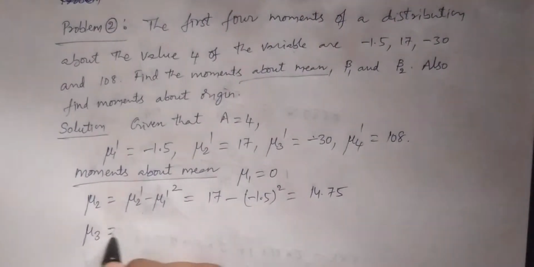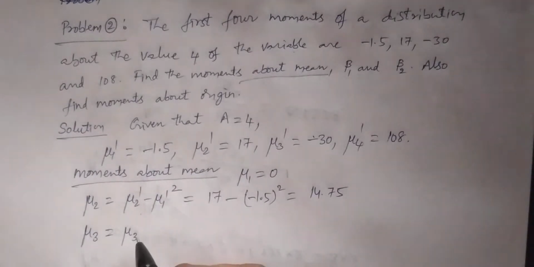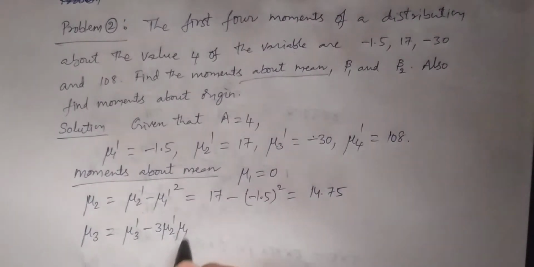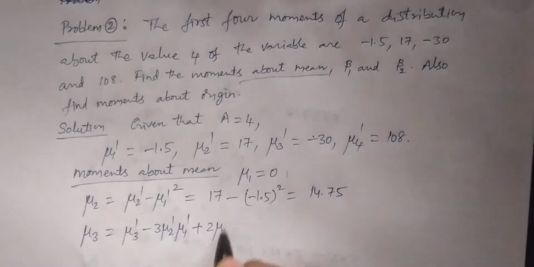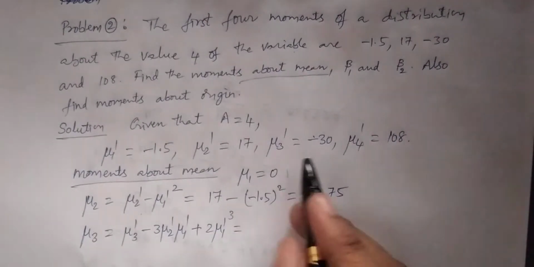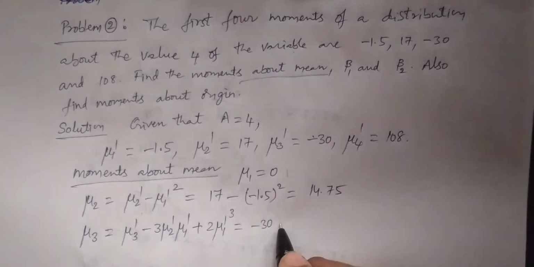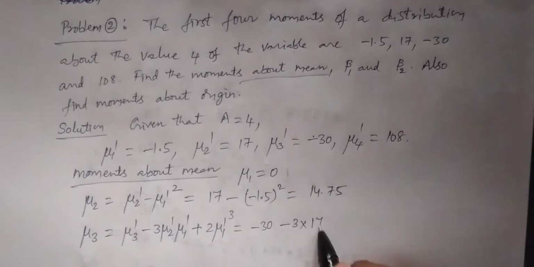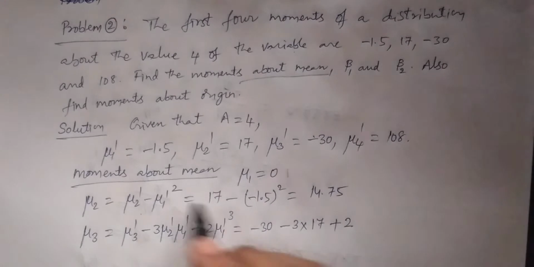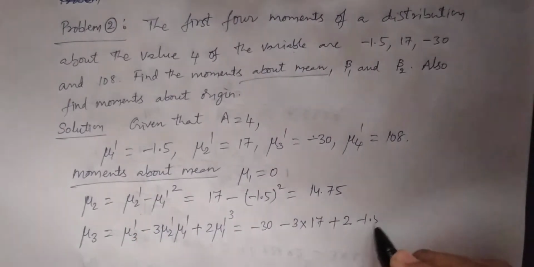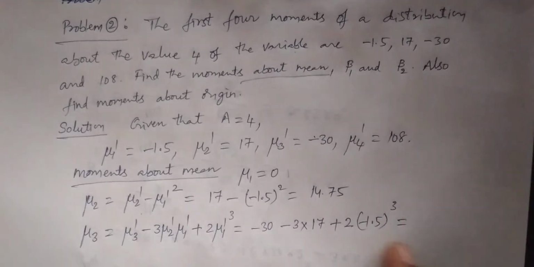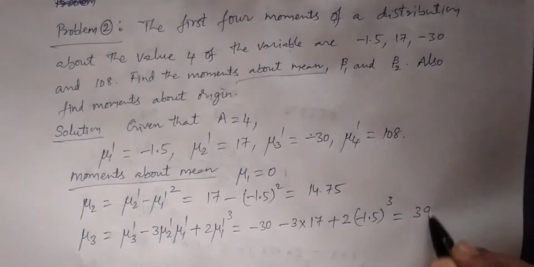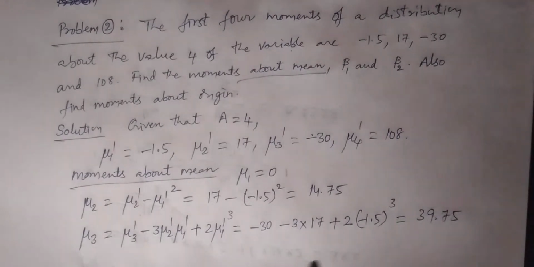And then mu3, I am using another relation, mu3 is equal to mu3 dash minus 3 mu2 dash mu1 dash plus 2 mu1 dash whole cube, which is equal to minus 30 minus 3 into mu2 dash, which is 17, into mu1 dash, plus 2 into mu1 dash, minus 1.5, whole cube. You calculate this value, and we will get 39.75 as the value of mu3.